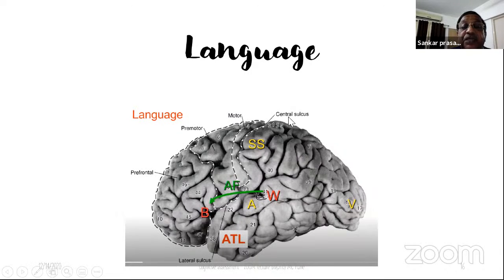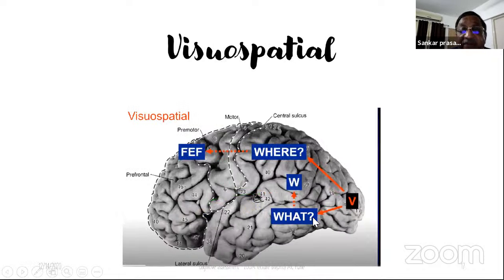You see the motor cortex and the central sulcus, the prefrontal region, and the visual cortex depicted here, which are very, very important in cognition. From the visual cortex there are two pathways, the what pathway and the where pathway. The where pathway is connected to the frontal eye field, and that's important because the eyes have to control the motor function. The what pathway extends up to the temporal lobe and goes up to Wernicke's area. So the where pathway and what pathway mediate the visuospatial function of humans.